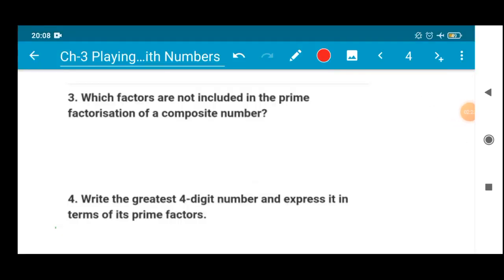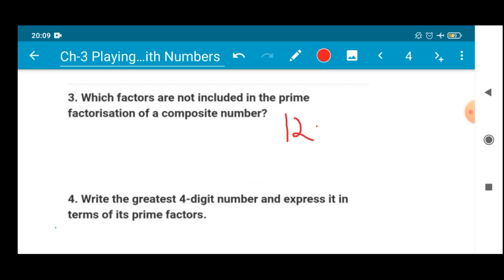Proceeding to the next question, question number 3: which factors are not included in the prime factorization of a composite number? You all know that a composite number has more than two factors, right? So what are the factors that are not included in the prime factorization method? When we are finding the factors of any number, we include all the numbers, right?